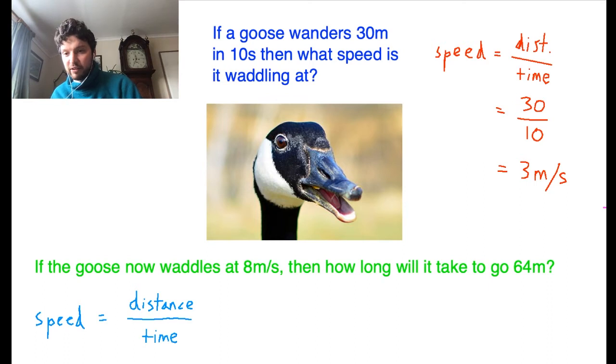When you use equations in physics, it's really important to make sure you use the standard units. So speed is measured in meters per second, distance is measured in meters, and time is measured in seconds.